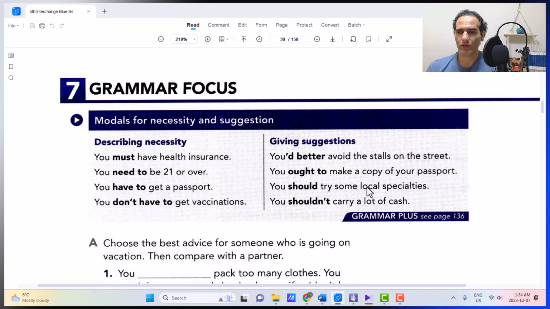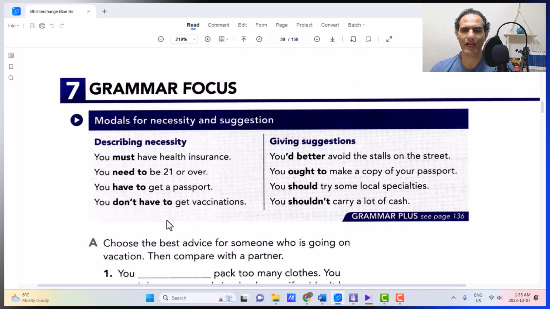And you should try some local specialties. Again, it is my suggestion. Okay, and the negative of that, you shouldn't carry a lot of cash on yourself. So I talked about must, need to, have to in positive sentences. Had better, ought to, should. All of them the same with different levels of strength, and shouldn't, which is not difficult.